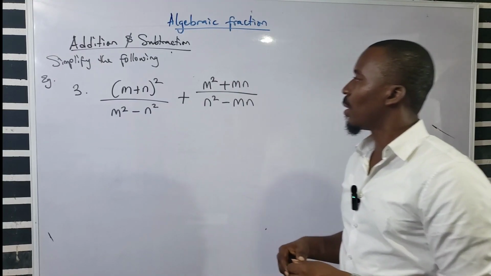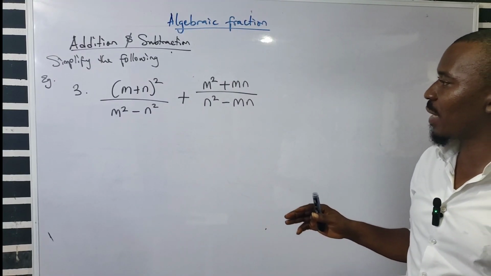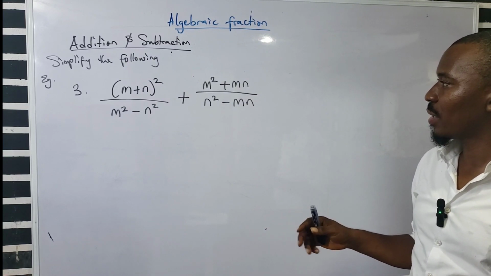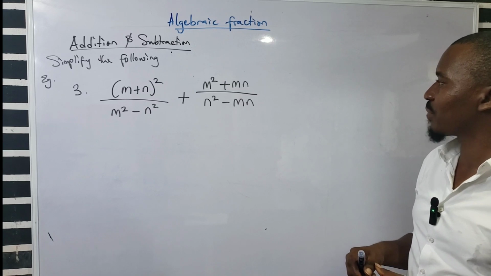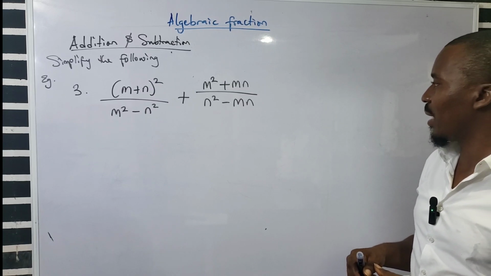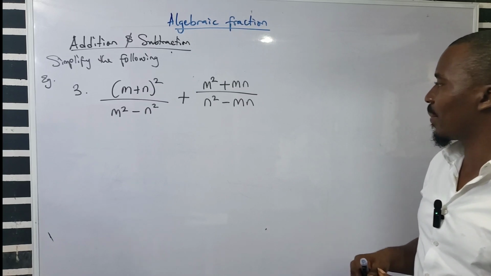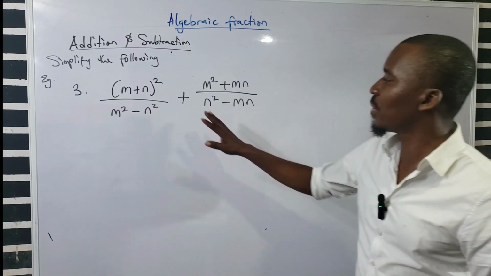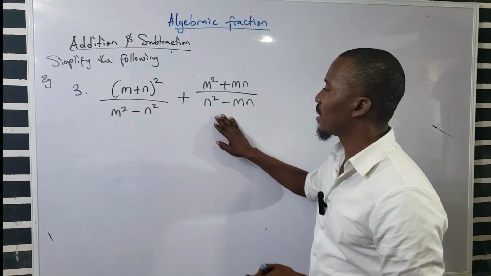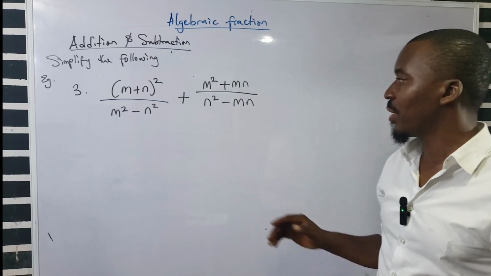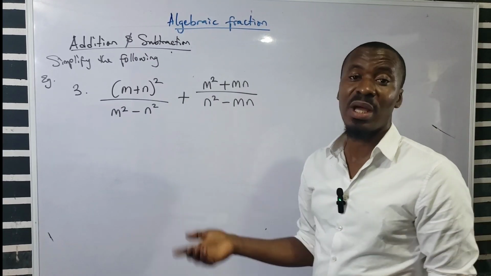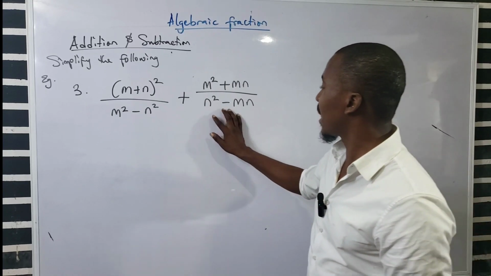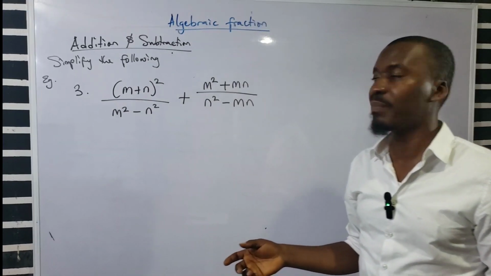So look at what we have: (m plus n) all squared over m squared minus n squared, plus m squared plus mn all over n squared minus mn. Now, what you need to do here, before you take your LCM, you need to factorize, okay? You need to factorize your expression so that you can see the actual LCM, because you can't just take this and this as your LCM, okay?